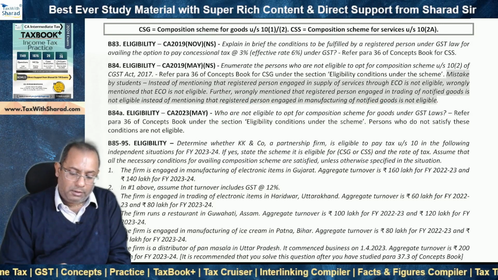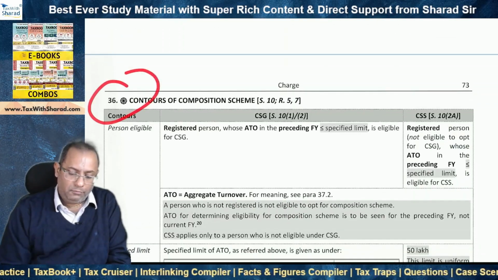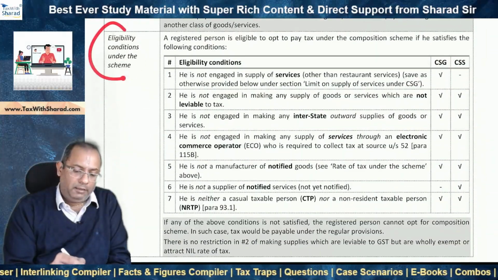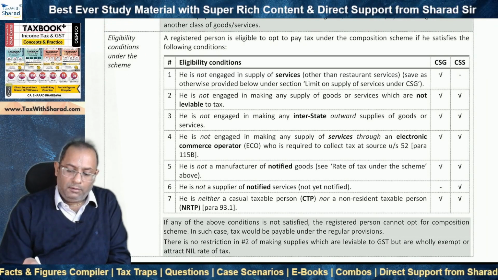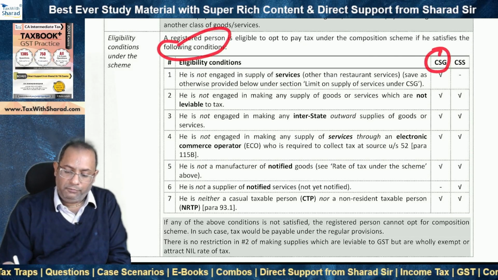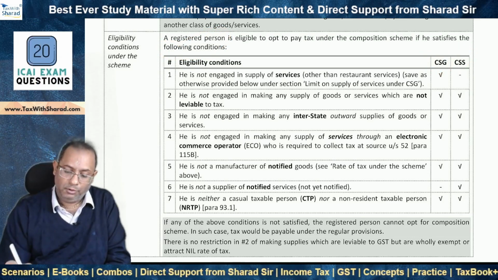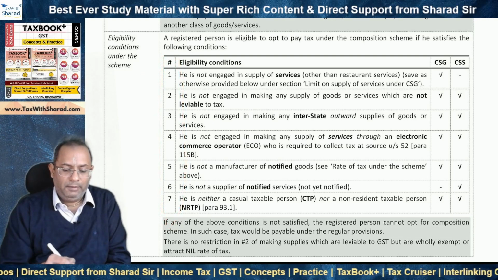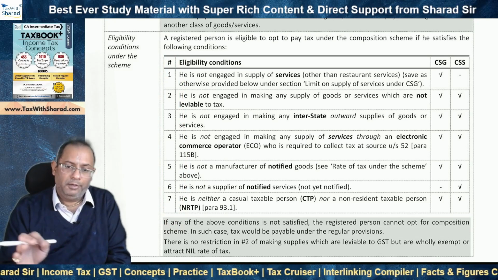And one of the points was, okay, if you look at the TaxBook, contours of composition scheme, eligibility conditions under the scheme. A registered person is eligible to opt to pay tax under composition scheme if he satisfies the following conditions. This is composition scheme for goods and composition scheme for services, and the question was with regard to composition scheme for goods, and the answer should be that these 1 to 7 are the conditions. If any of the 1 to 7 conditions is not met, then the person is not eligible for composition scheme for goods.